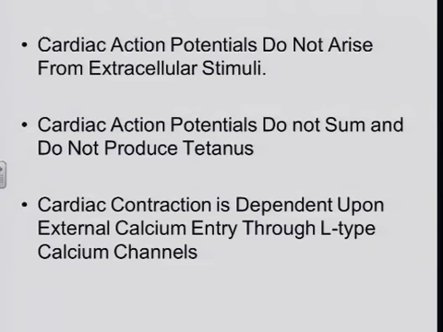When you see somebody go into a heart attack and they shock them, that's an extracellular stimulus that can cause a contraction. Sometimes if people get a huge discharge of their neurons, they can cause an ectopic beat in the heart. So you can use an extracellular stimulus to elicit a cardiac contraction. That's why defibrillators work, but contractions do not normally arise from extracellular stimuli, and they don't sum and produce tetanus.